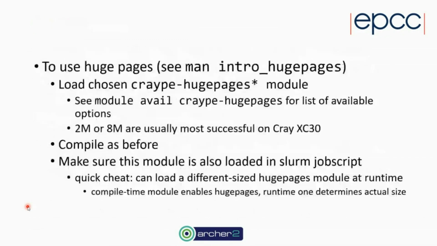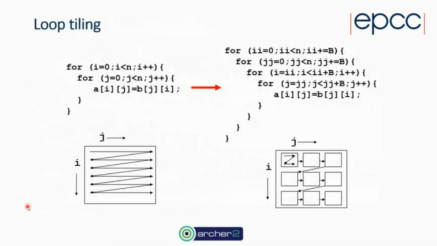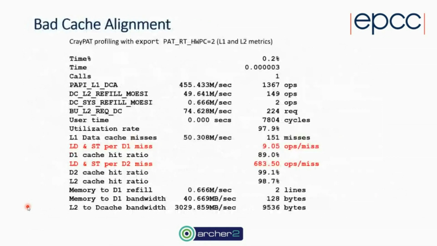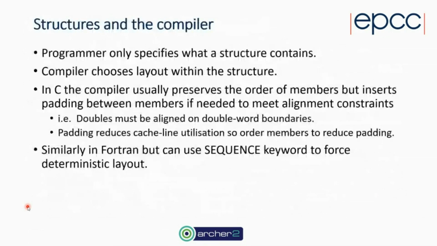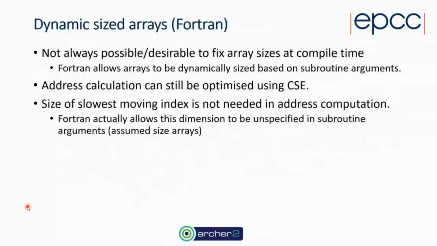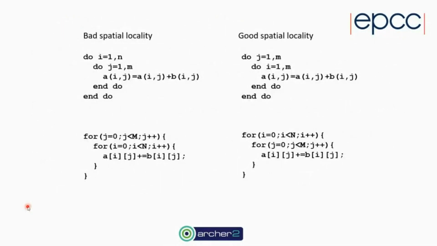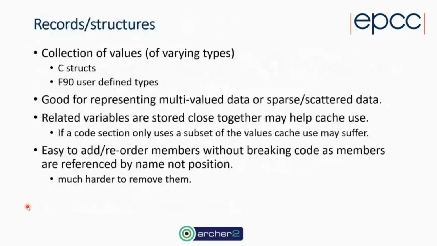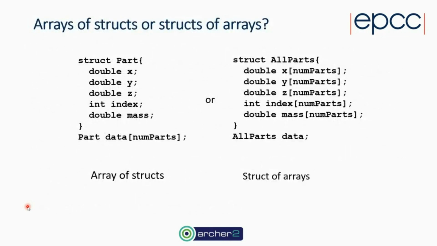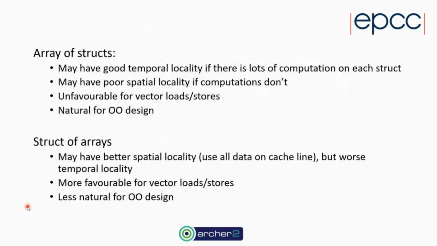So for memory, what we really care about is memory ordering, particularly for multi-dimensional arrays, and the configuration of your data structures. So this stuff here: memory ordering, spatial locality, and data structure design and inclusion in your application.